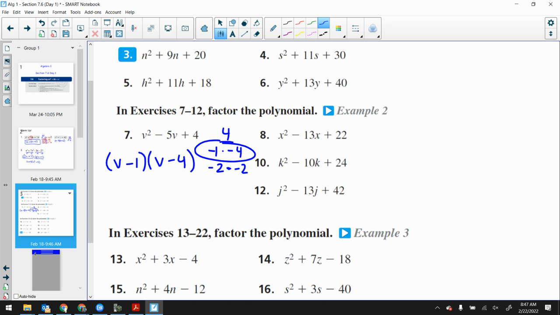Yeah. This is a tricky one where you have a positive number on the end and the middle term is negative. That means both of my factors have to be negative. Not one, but both.